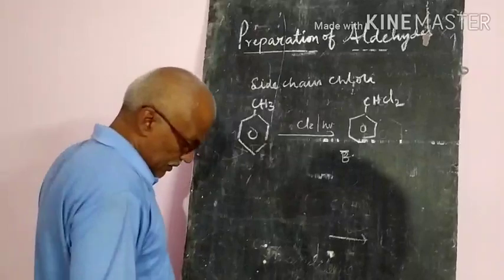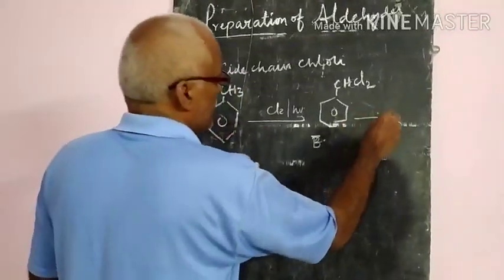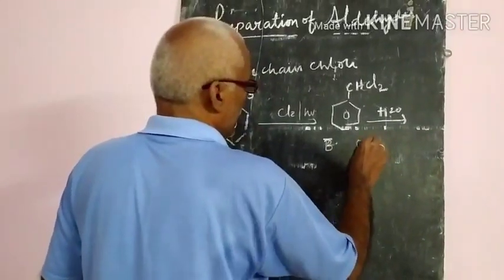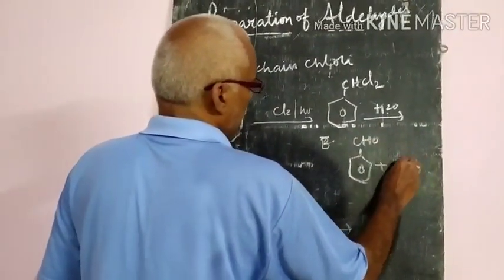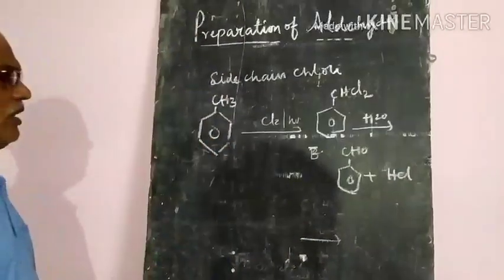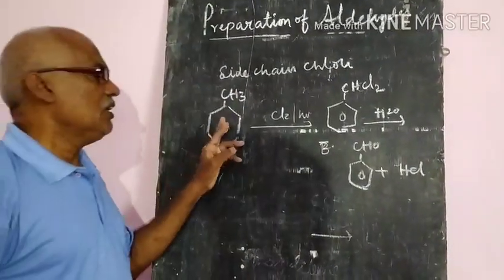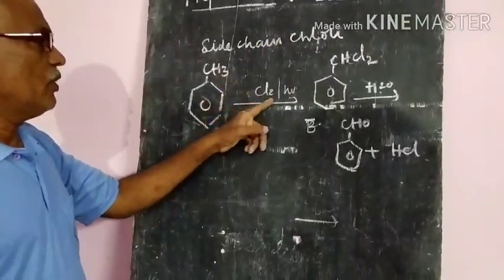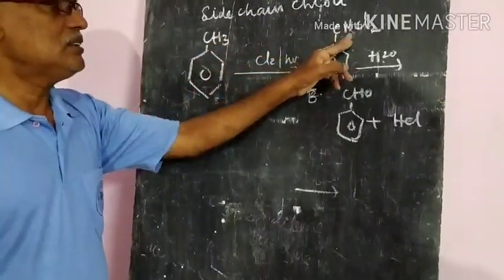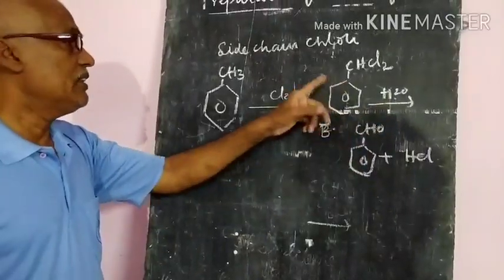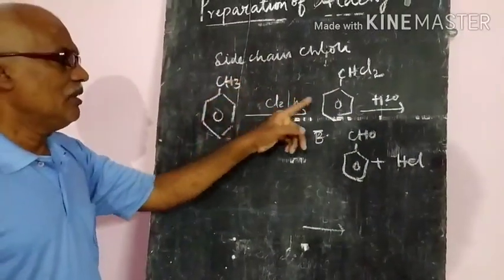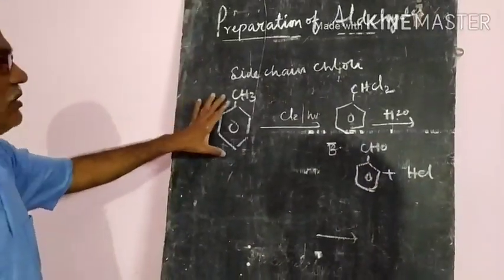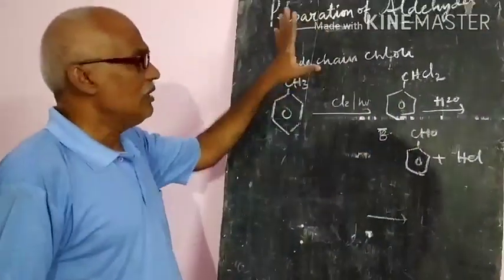Next, further hydrolysis again. What you will get? You will get the benzaldehyde, C6H5CHO, plus HCl. So like this, we can convert the toluene into benzaldehyde by side chain chlorination. Chlorine is added to the hydrogen of the side chain. Side chain means this is the side chain, it will be chlorinated, and further hydrolysis will give us the aldehyde. So this method also we will use to prepare the aldehydes.